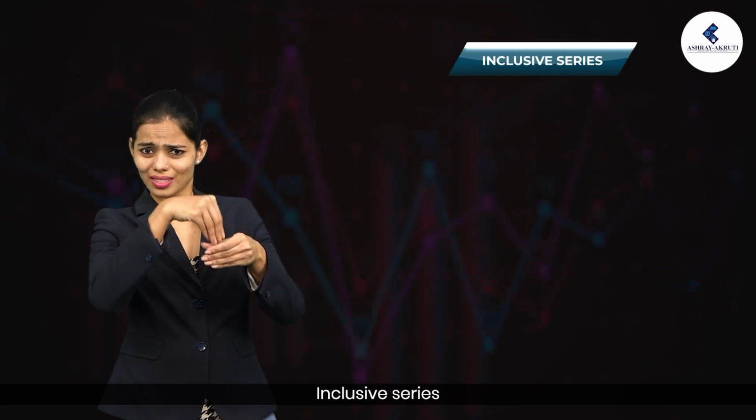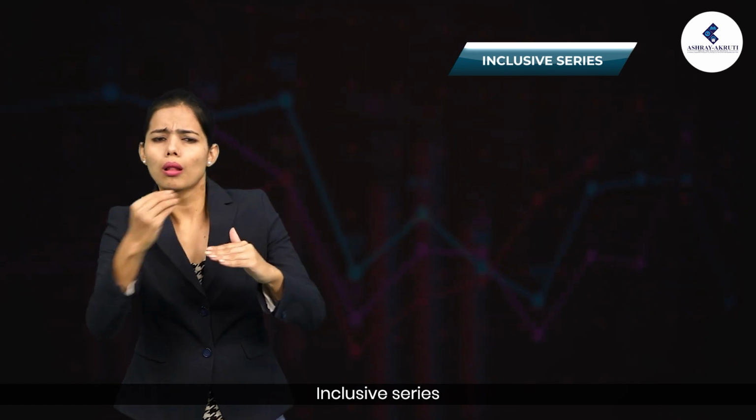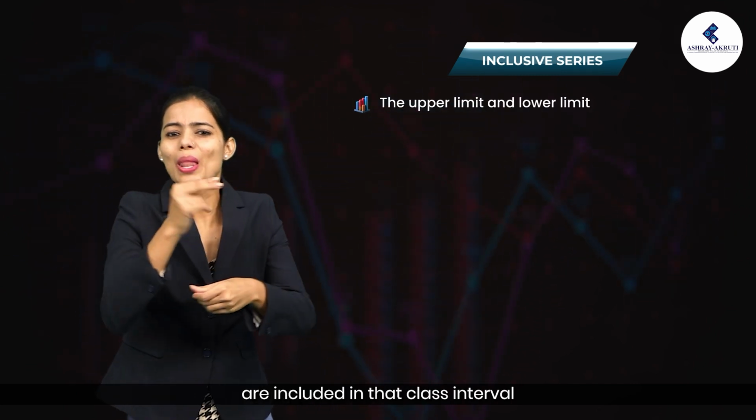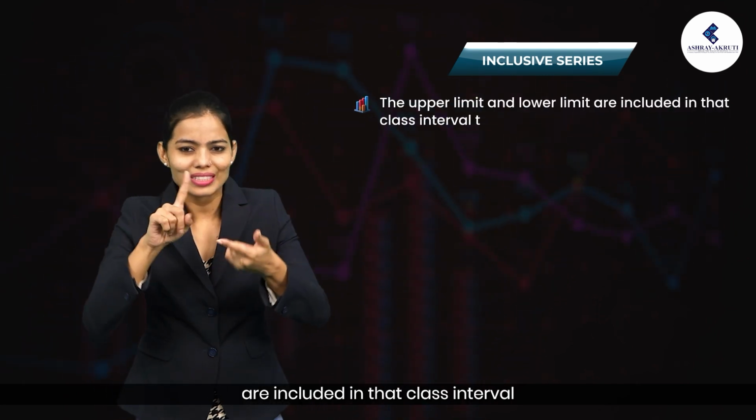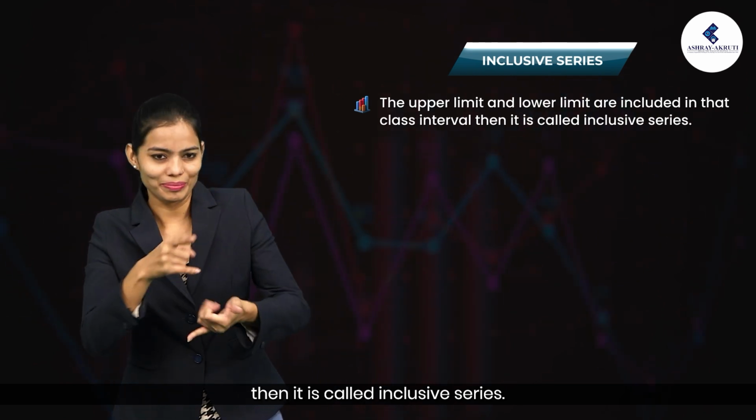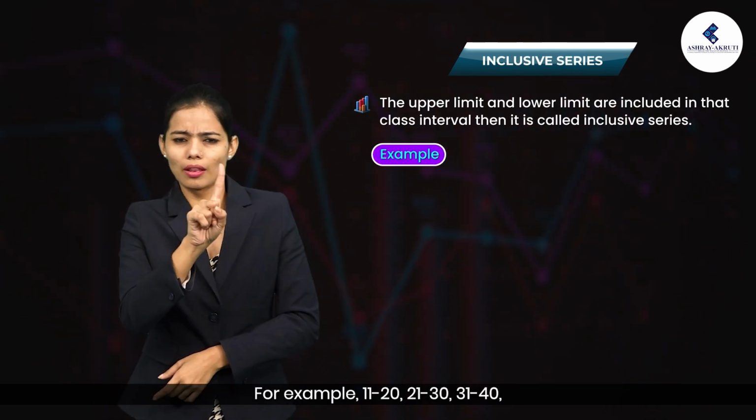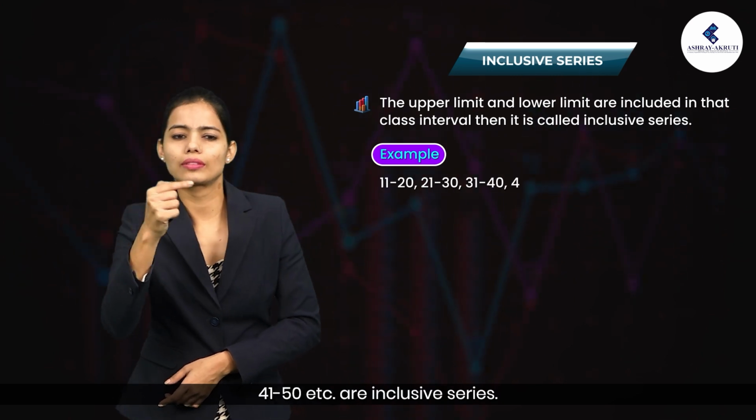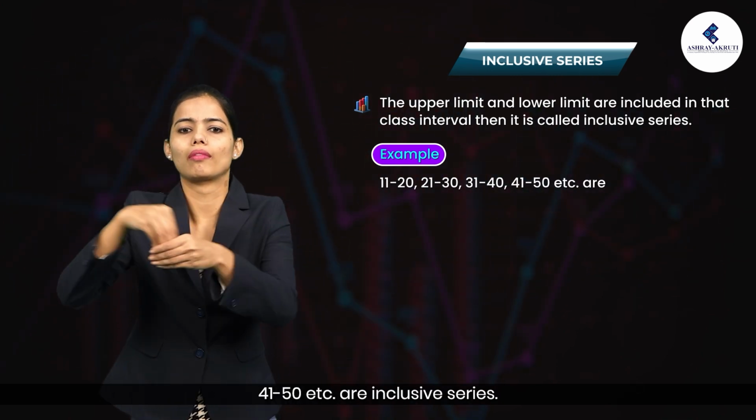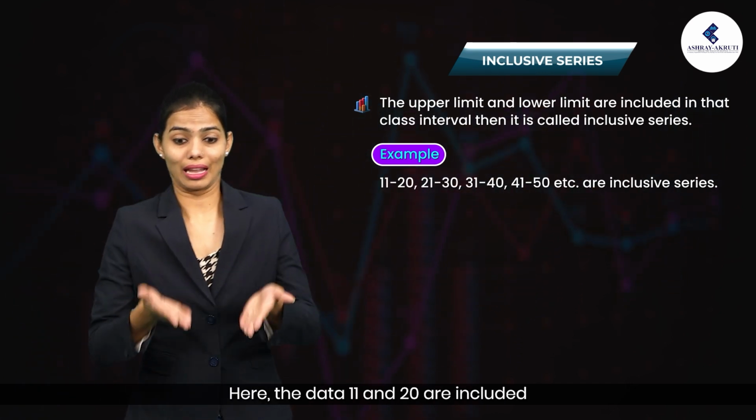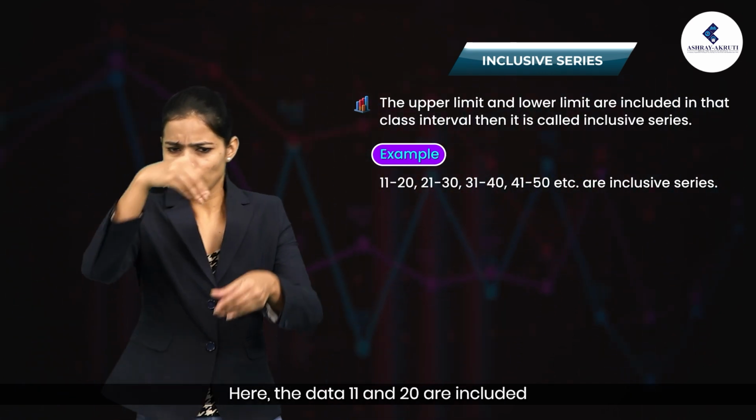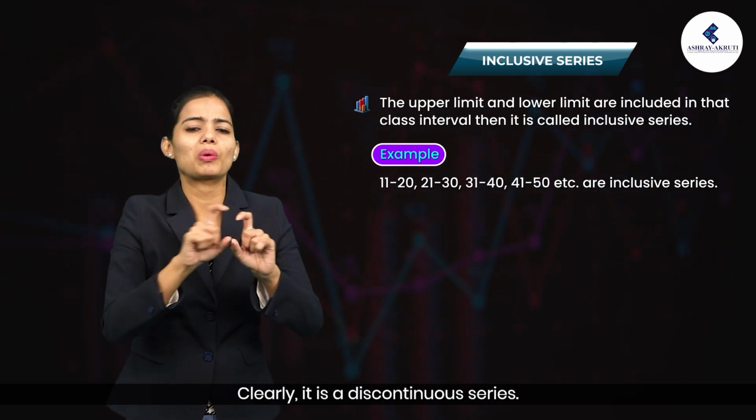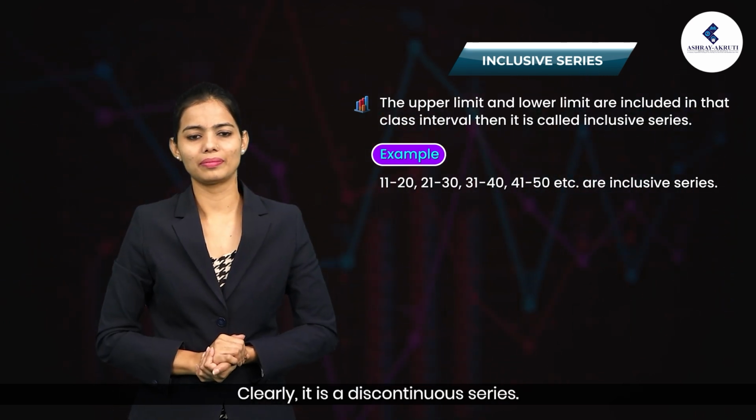Inclusive series. In the class intervals, if the upper limit and lower limit are included in that class interval, then it is called an inclusive series. For example, 11 to 20, 21 to 30, 31 to 40, 41 to 50, etc. are inclusive series. Here, the data 11 and 20 are included in the class 11 to 20 and so on. Clearly, it is a discontinuous series.